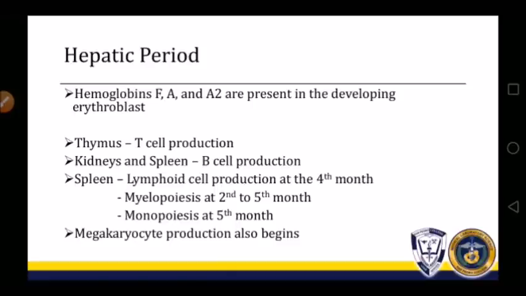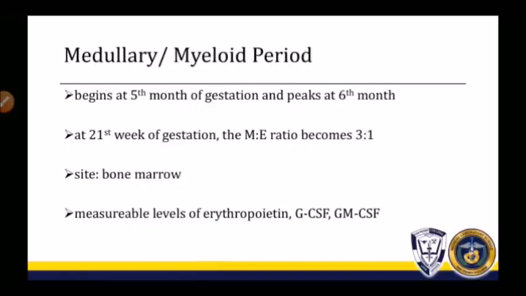Sa hepatic period, we have also mentioned kaganina that the megakaryocyte production will also begin. Diba? Na-mention man to kaganina na at the 6th week of gestation, si megakaryocyte moadto na siya sa liver, mag-infiltrate na siya sa liver in order to produce platelets. At the last stage of the hepatic period, the hematopoietic stem cells carrying the cell marker CD34 will slowly begin to migrate to the bone marrow, thus marking the beginning of the medullary or myeloid period.